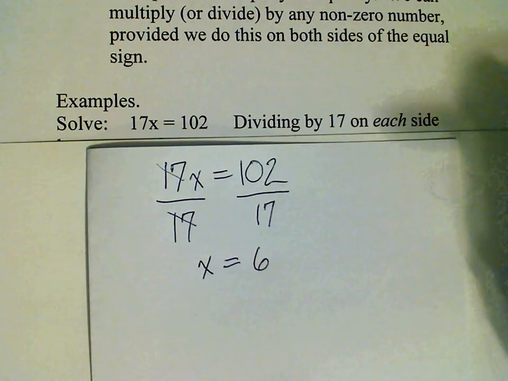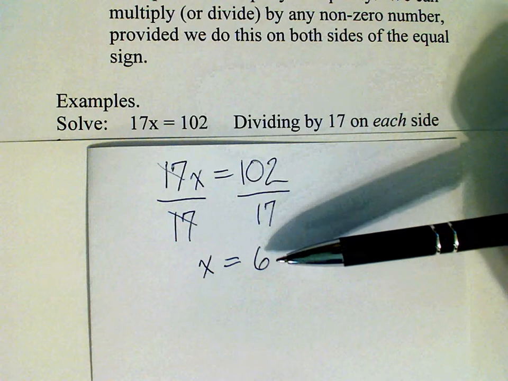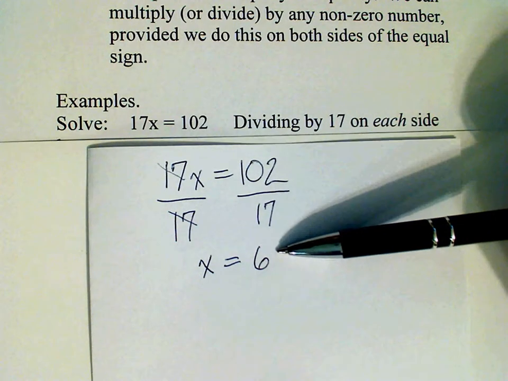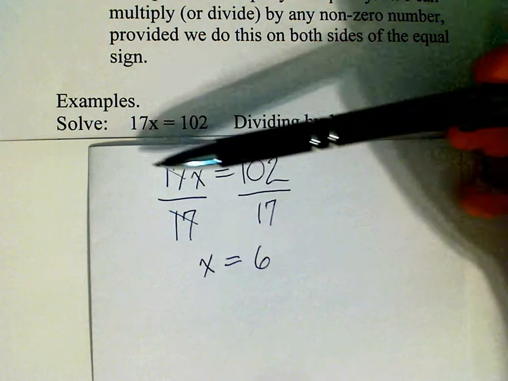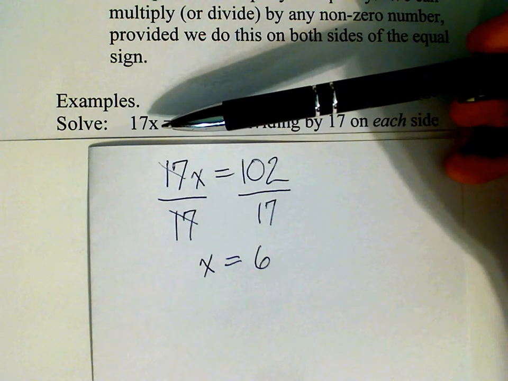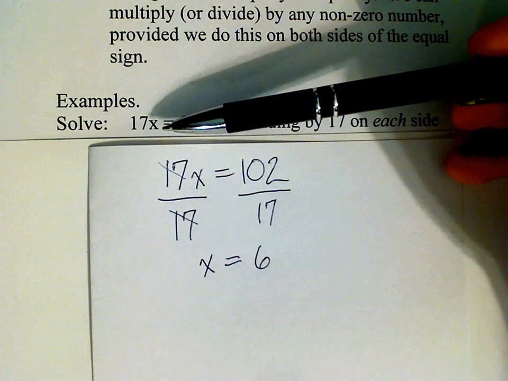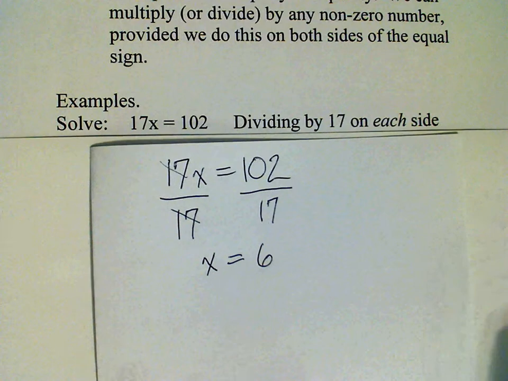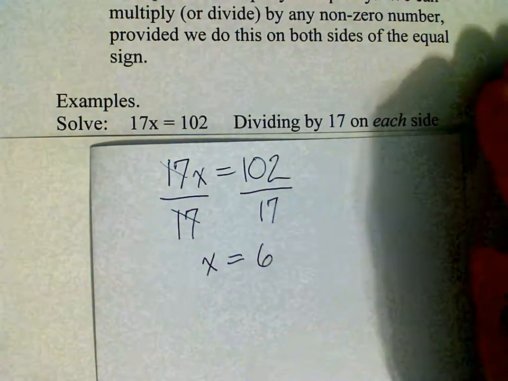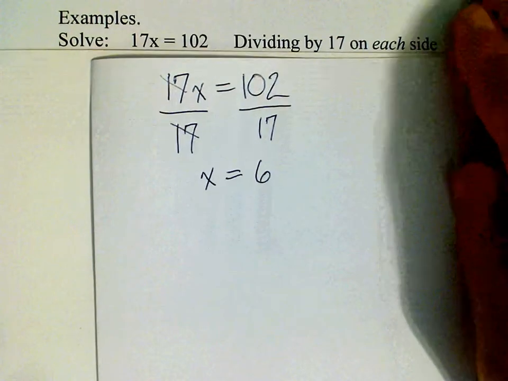Until you're real comfortable with these techniques, I strongly recommend that you check your solutions once you end up with an x equals. Check by replacing in the original problem the letter x with the number that you come up with. You have to have a true statement, or else you must have made a mistake somewhere along the way.